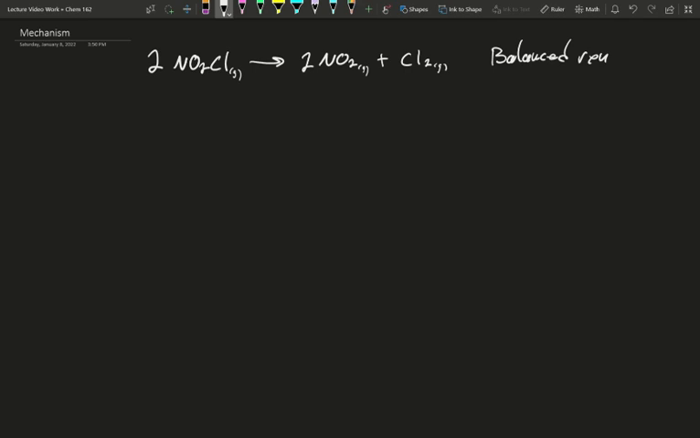Well, we can imagine a couple things. Hey, it says I need two starting materials. Does that mean two of them have to be involved in interacting with each other? Maybe. We could imagine a situation where I have a nitrogen with a chlorine, oxygen, oxygen, and I have a second one. We have our two starting materials, the two NO2Cls.